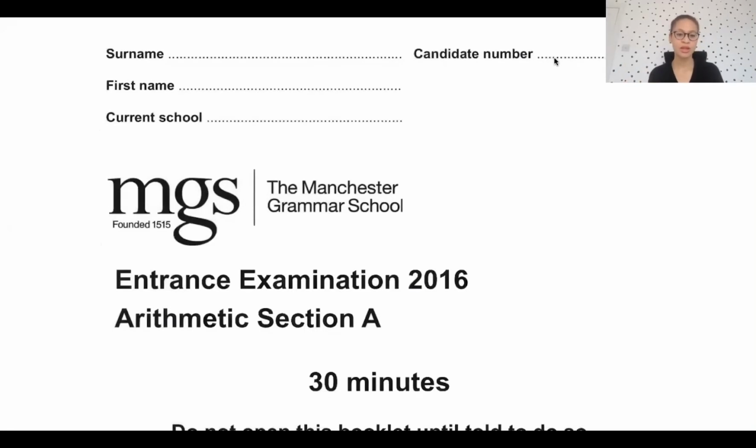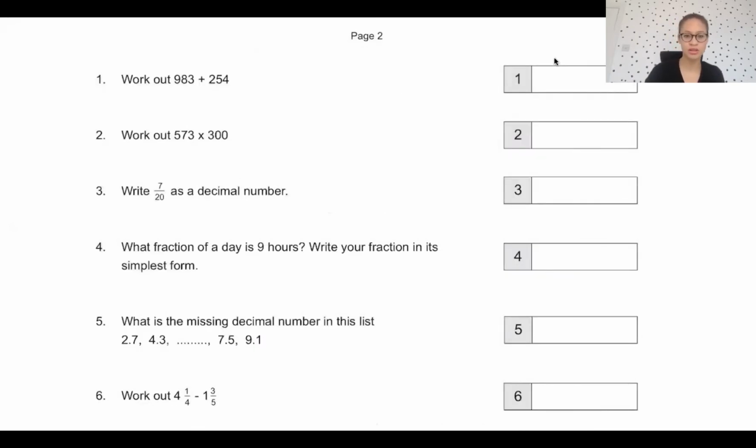So we have the Manchester 2016 Arithmetic A paper today. I think this paper is a little easier than the previous ones, but let's work through it and see. So the first couple of questions you should be able to work out pretty quickly and accurately. So do you want to start doing those on paper? And I shall just do them on the board so you can see how to set it out.